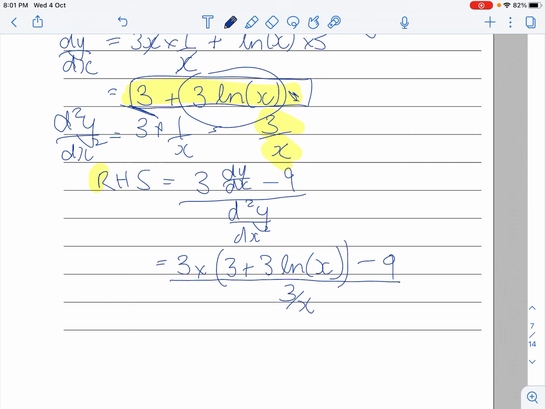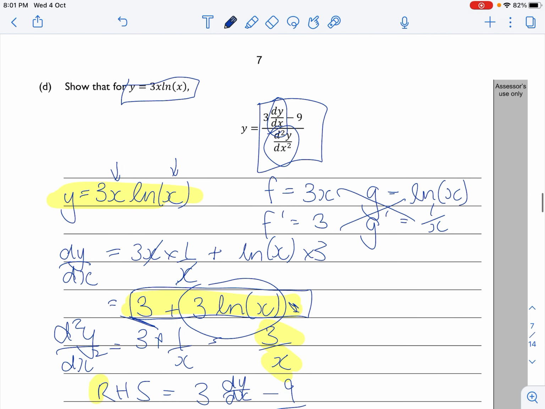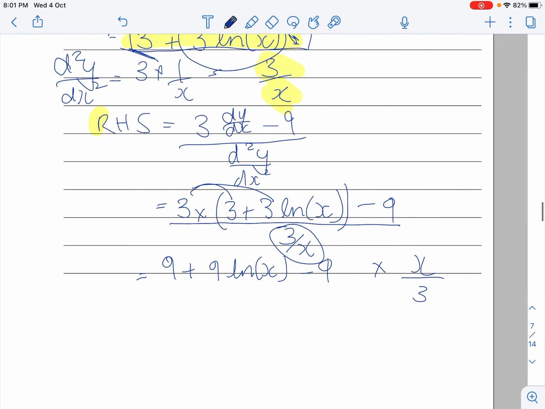So let's tidy up the top line. That becomes 9, multiplying out, expanding out, plus 9 ln of x. Then we've got the minus 9. And then when we divide fractions, easy as pie, flip the second and multiply. So we're going to times that by x over 3. Okay, so if we tidy up, what we're trying to do is we want it equal to y. And remember y is this 3x times ln of x. So that's where we want to get to.